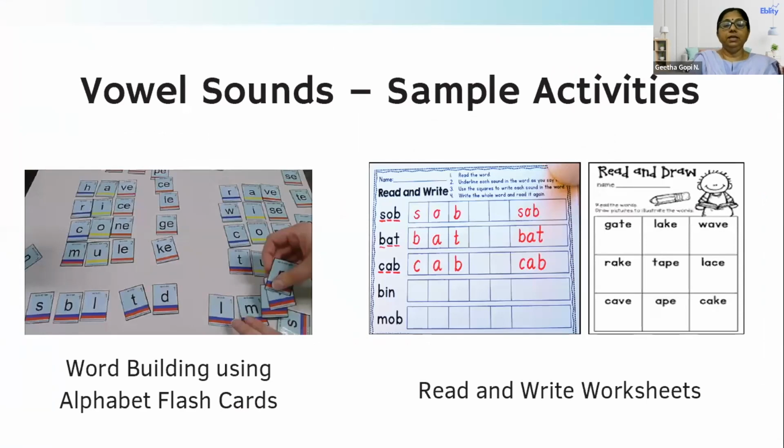Here again, word building using word flashcards. You can also use plastic or foam letters to put words together and break them apart. Again, these help in blending and segmenting activities. With a lot of our kids, most of them find it difficult to blend, because auditorily they can say the individual sounds, but they're not able to put them together, or pull them apart.